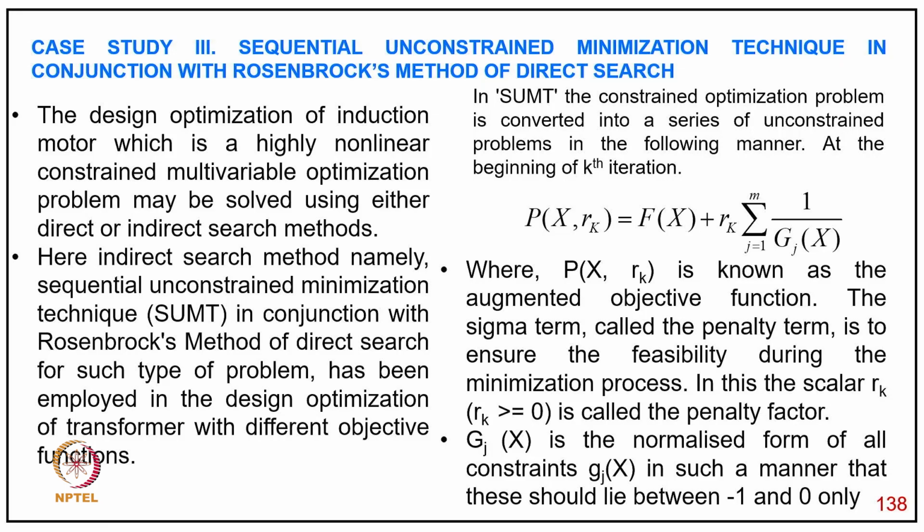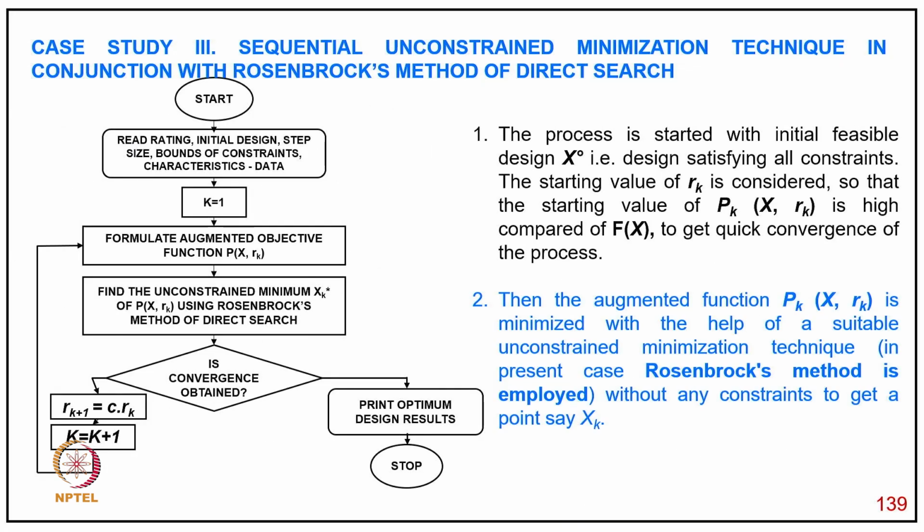So in SUMT, the constrained optimization is converted into a series of unconstrained problems, a typical example being with a penalty term. We have P_k, called the augmented objective function, equal to the original objective function f(x) plus R_k times the sum over j from 1 to m of 1 upon G_j, where P_k is known as the augmented objective function, and the sigma term, called the penalty term, is to ensure feasibility during the minimization process. The scalar R_k is called the penalty parameter or factor, and G_j is the normalized form of all the constraints in such a manner that they lie within the range -1 to 0. And this is typically the flow chart of this.